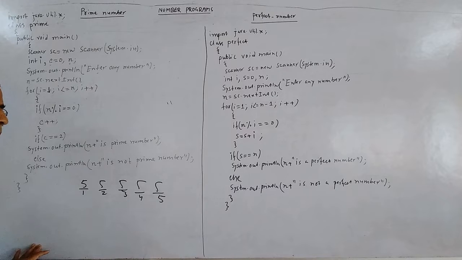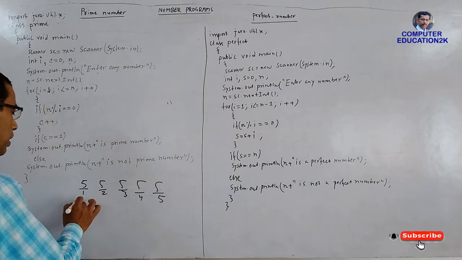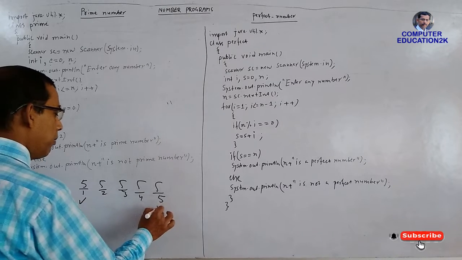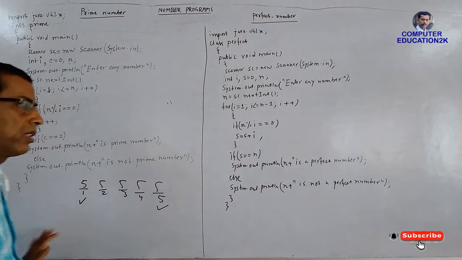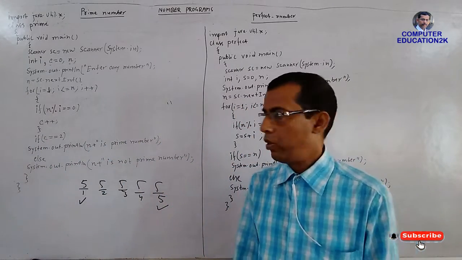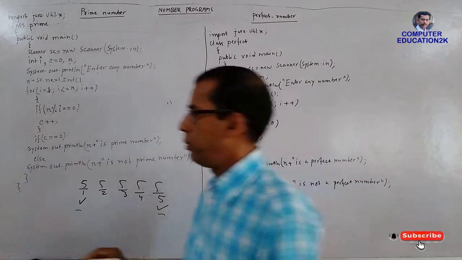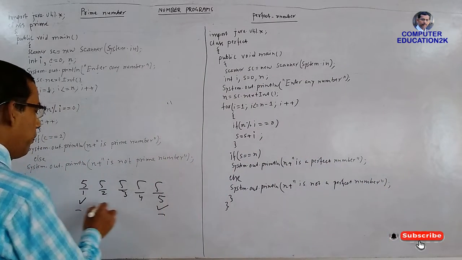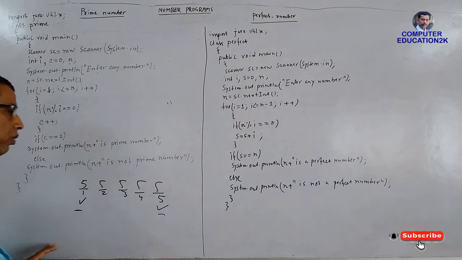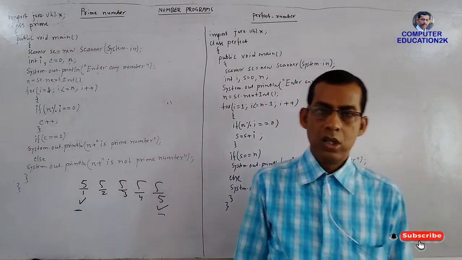And you know, prime numbers are divisible by 1 and itself. So you can see here, it is divisible by 1 and it is divisible by 5. So 5 is a prime number because it is divisible here and here, and in these places it is not divisible. So this way you have to check whether a number is prime or not.